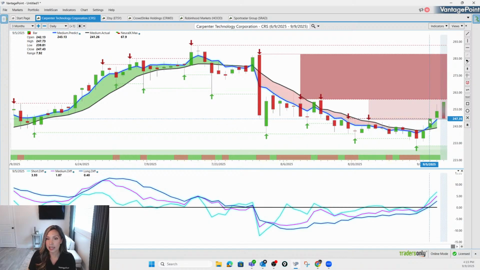So as we can see here, we have a support level that price has bounced off of. At this crossover point here, we can see we actually do have quite a little ways to run before we hit this resistance level.